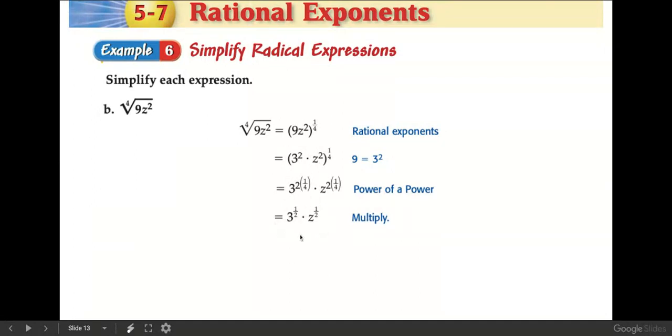And now I can rewrite those exponents as radicals. So instead of being to the 1/2 power, it'll be the 2nd root, or square root, of 3 times the square root of z. And since both of these are square roots, they have the exact same root, I can just combine them and rewrite it as the square root of 3z, 3 times z. So that would be my final simplified answer there.